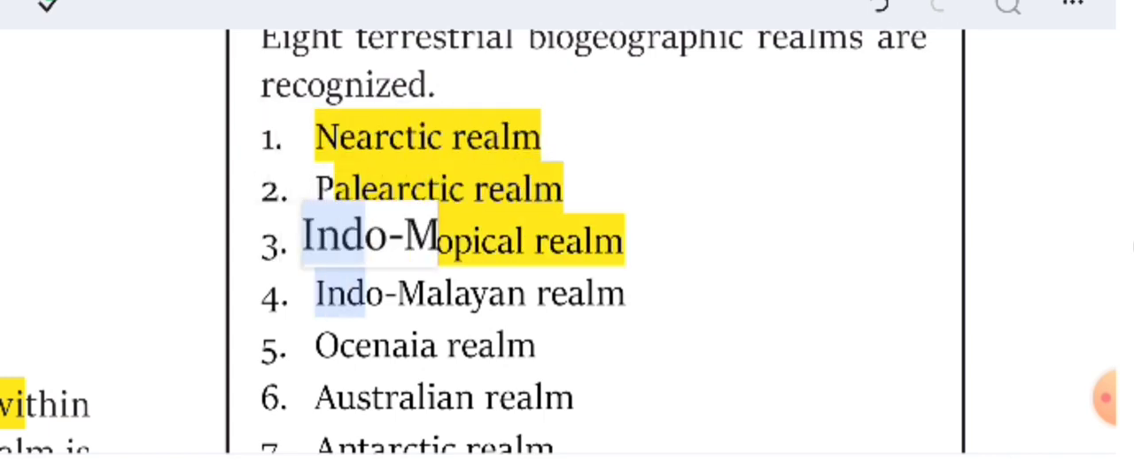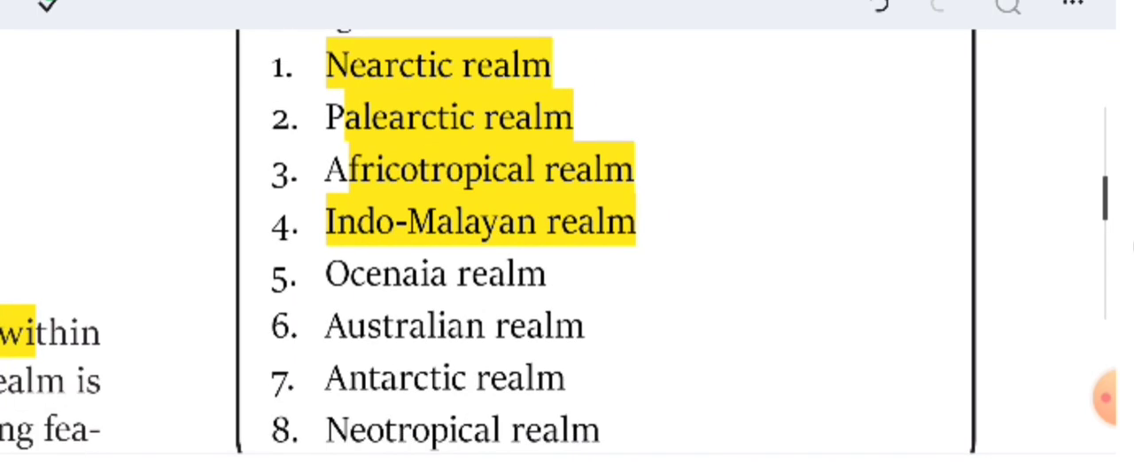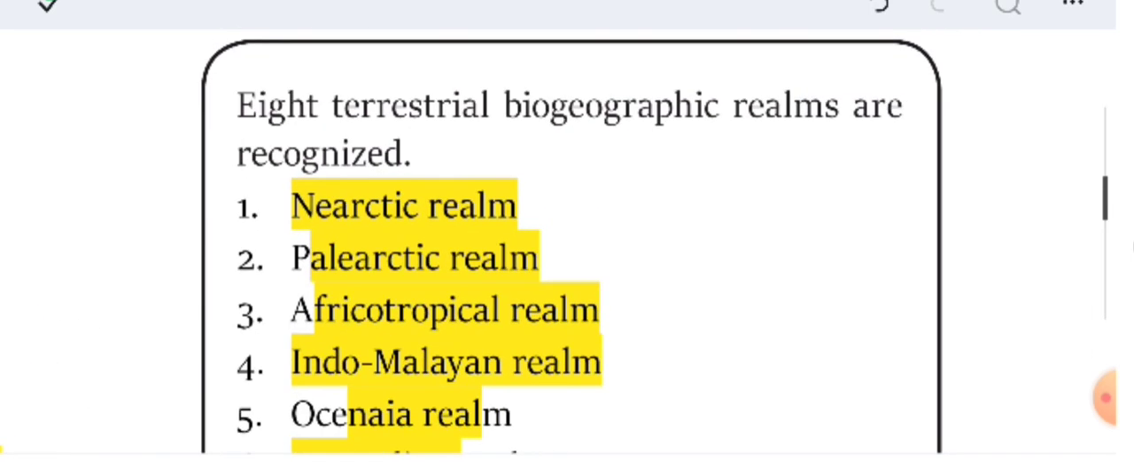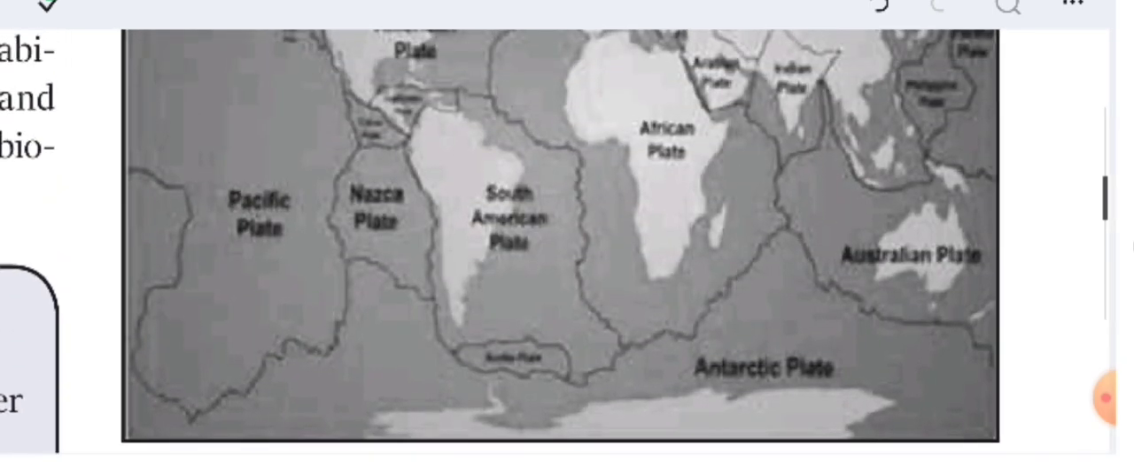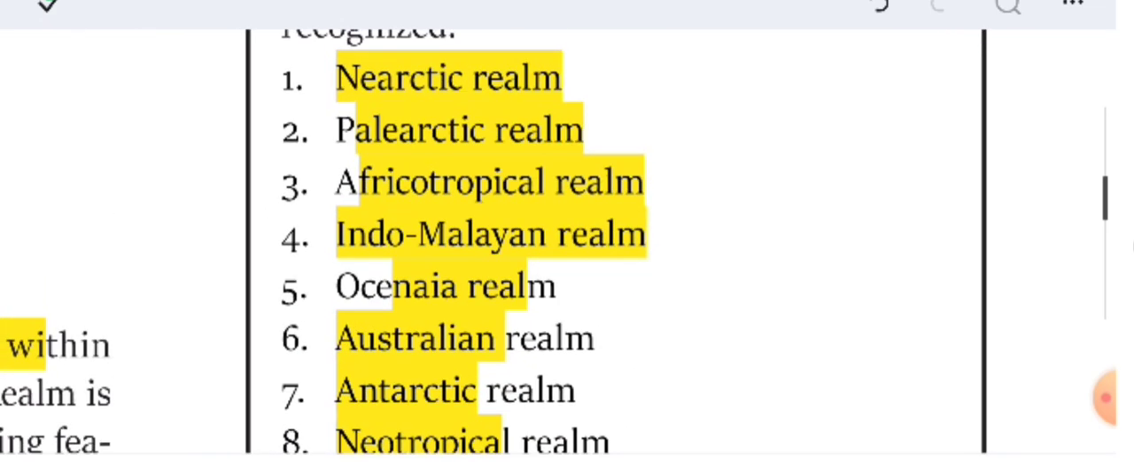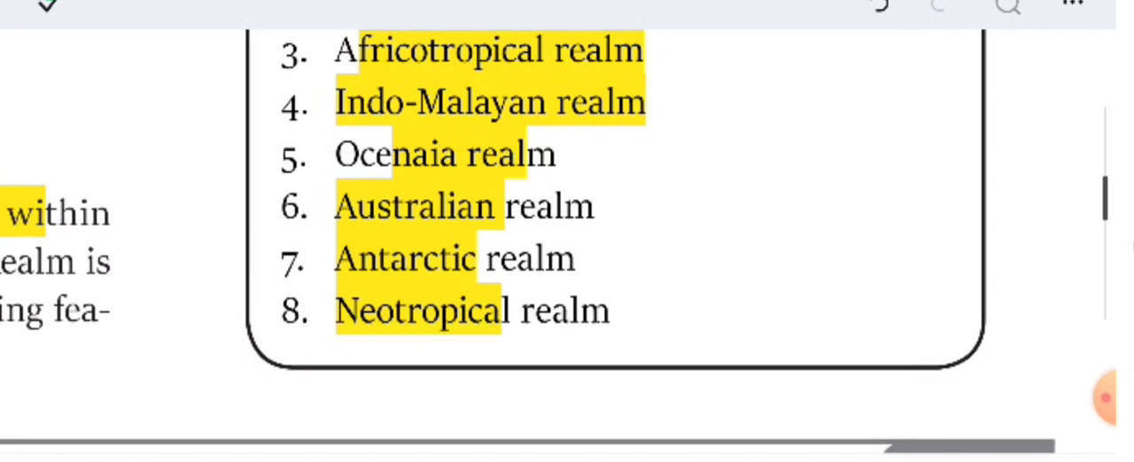Africo-tropical realm, Indo-Malayan realm, Oceania realm, Australian, Antarctica and Neotropical realm. Okay, these are 8 terrestrial biogeographic realms. Okay, so here you can see Nearctic first, second is Palearctic, third is Africo-tropical realm, fourth Indo-Malayan realm, fifth Oceania realm, sixth Australian, 7th Antarctica and 8th is Neotropical realm.